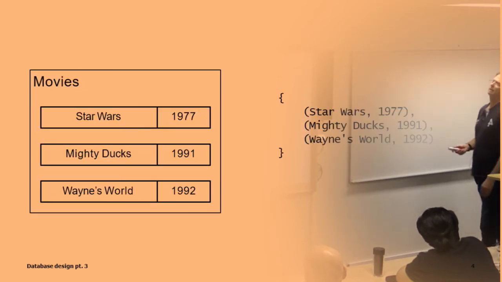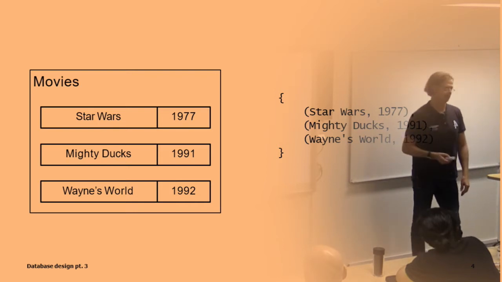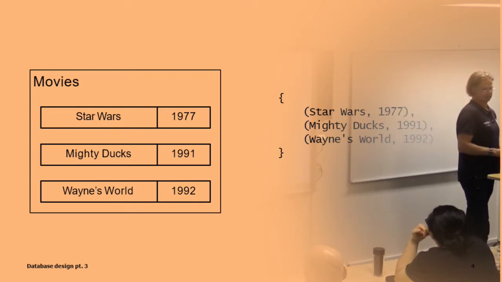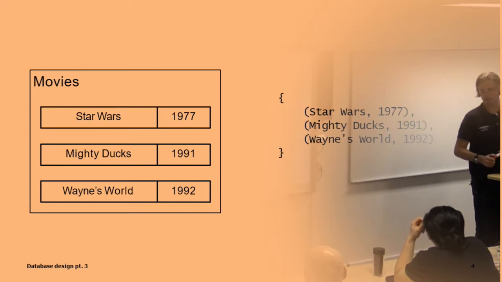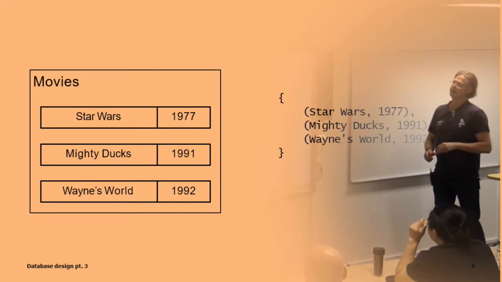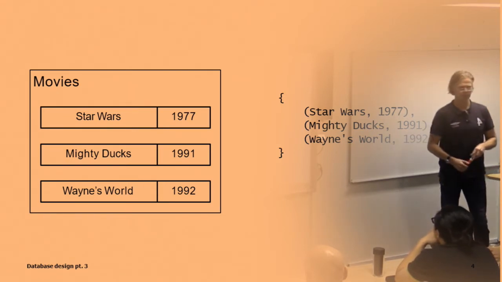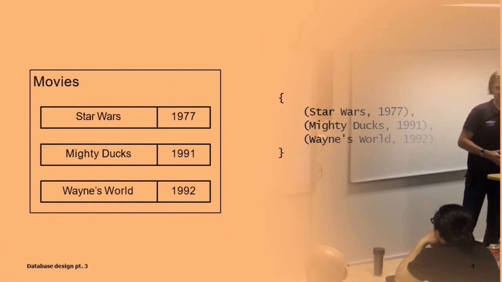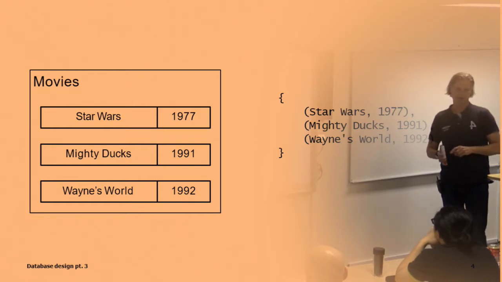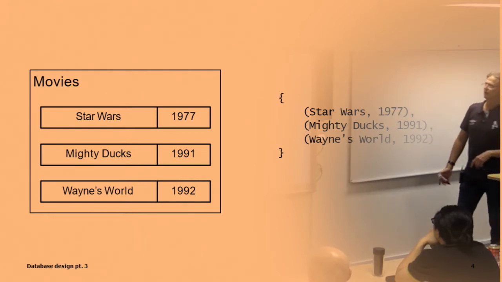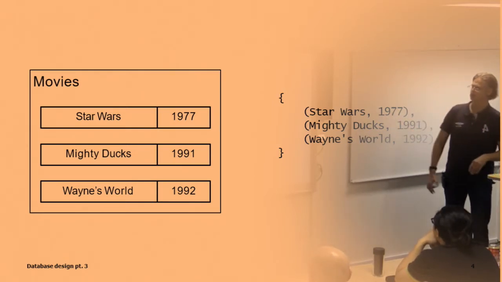So if you have that movies entity set, you can instantiate or make instances of that movie entity, and what you have here is the name of the movie and the year it was produced, or at least released the first time. So you have the great movie Star Wars from 1977, and don't forget it, the 13th of December this year they will release the newest one. And then you have Mighty Ducks and also Wayne's World.